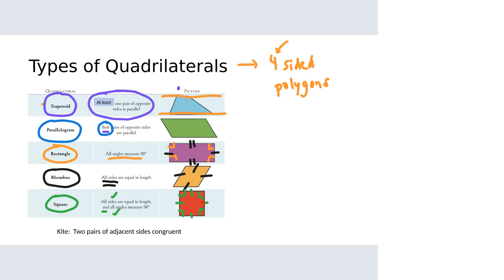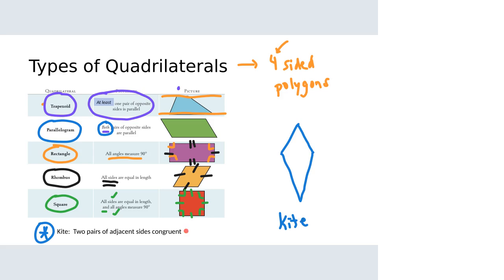Finally, at the bottom here, and I don't have a picture of this one, I'll draw it, is the idea of a kite. And a kite is going to look exactly like you would expect it to. A picture of a kite is going to look like this. Obviously, it can be oriented differently, but that's a kite. And in a kite, two pairs of adjacent sides are congruent. Ooh, there's some words in there.